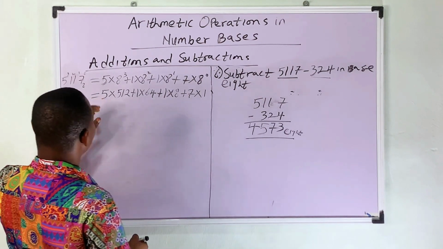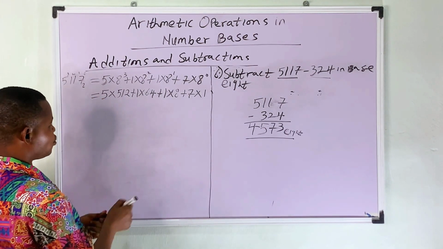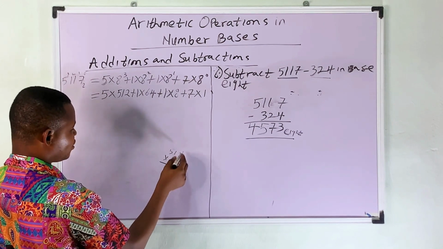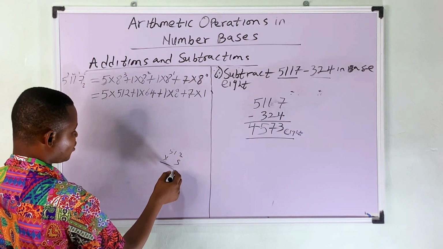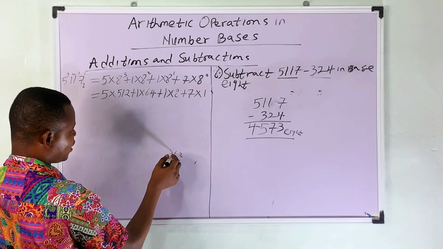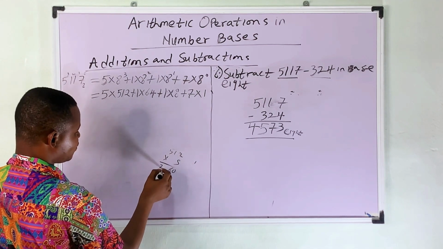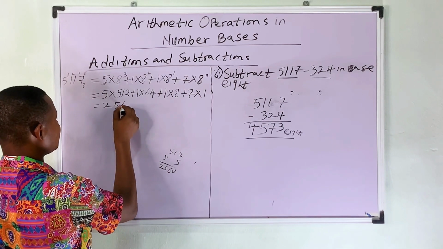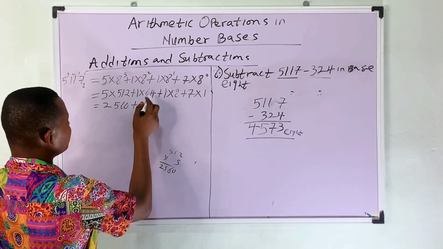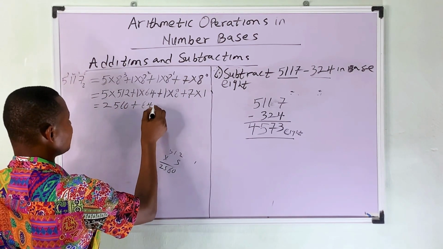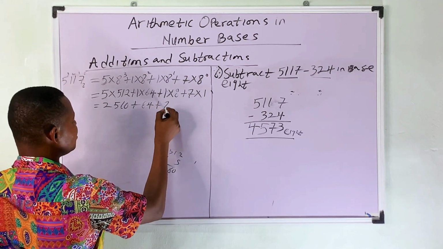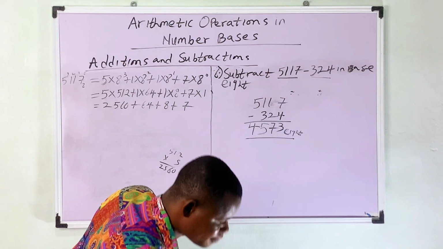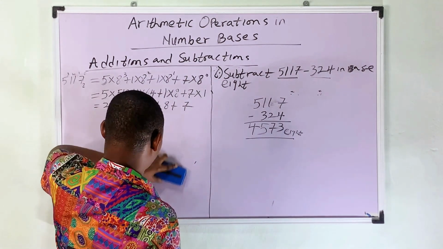Now, 5 times 512. Let's do it here. 512 times 5. 5 times 2 is 10, that's 0, carry 1. 5 times 1 is 5, plus 1 is 6. 5 times 5, 25. We have 2560, plus 1 times 64, 64. Plus 1 times 8, 8. Plus 7 times 1, that is 7. Okay?